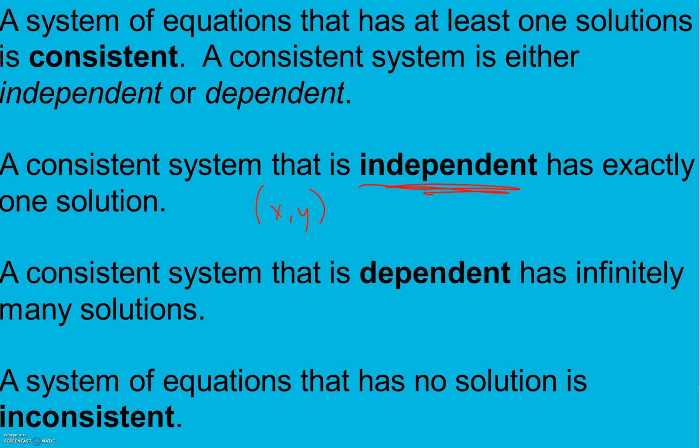It's dependent if it has infinitely many solutions. That happens if we get something like y equals 2x minus 3 and the same equation. It might be in point-slope form or standard form, but eventually it would give us the same points. If every point is the same, we call it infinitely many solutions, and it's dependent. A system of equations that has no solutions is inconsistent, and we get those with parallel lines. Parallel lines never cross. We call those inconsistent, and no solution.